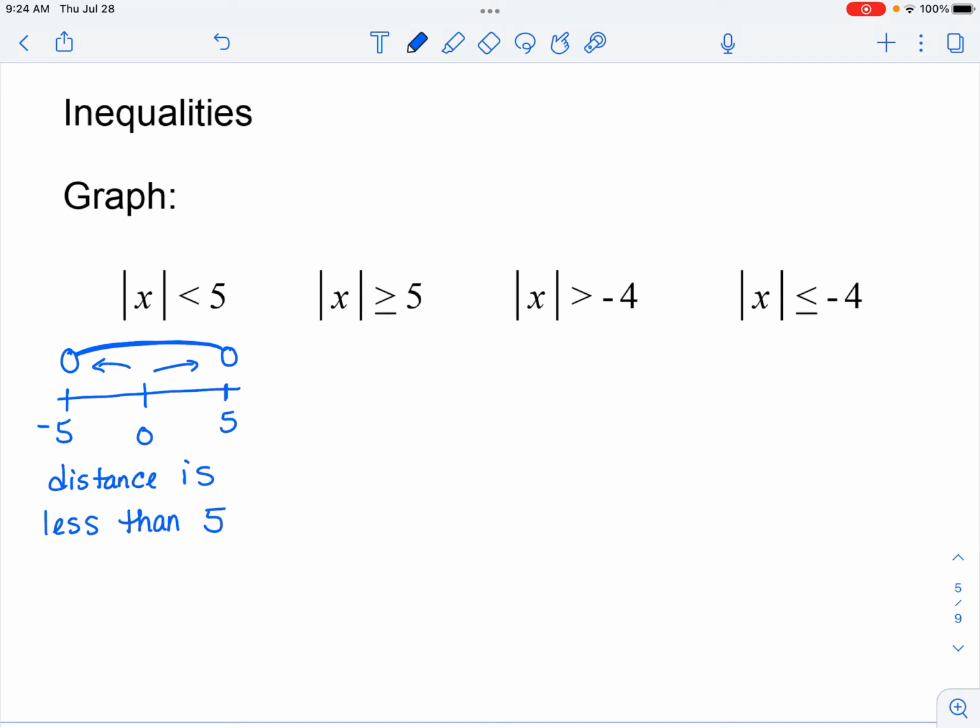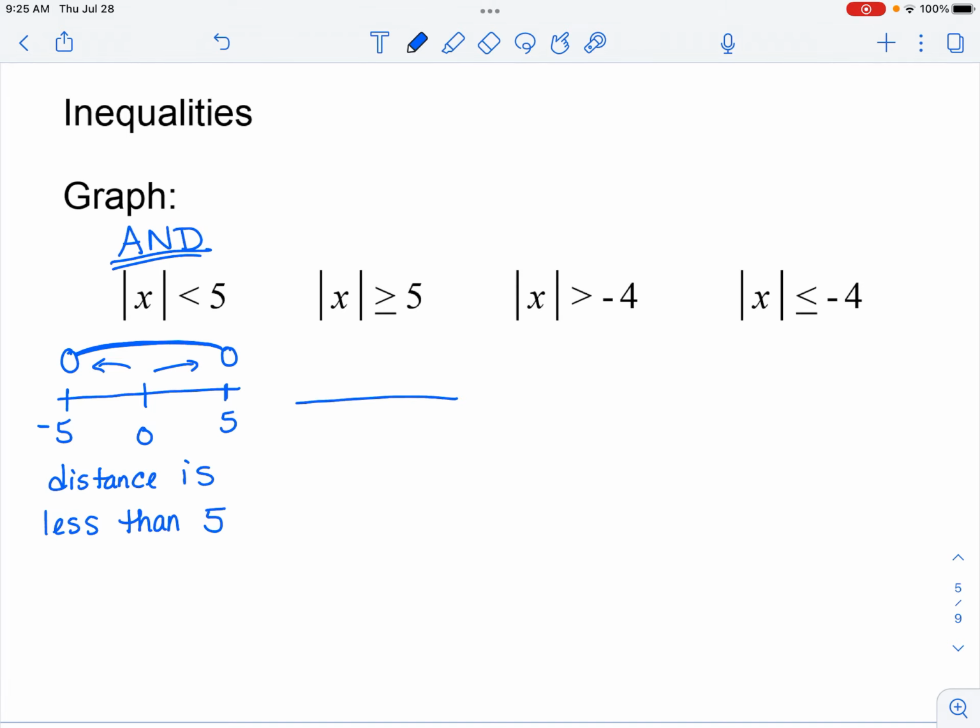be less than 5. Now, when we have a compound inequality where it's two circles being connected in the middle, that's a traditional and inequality. So this is going to be an and inequality. So now what if I do the opposite? What if I do the absolute value is greater than or equal to 5?